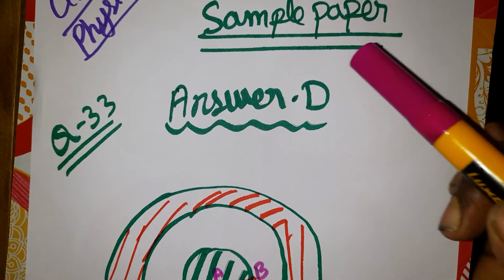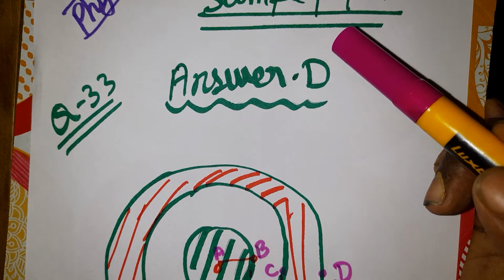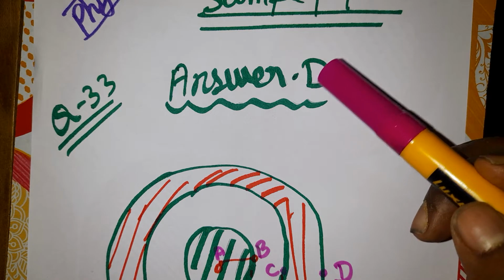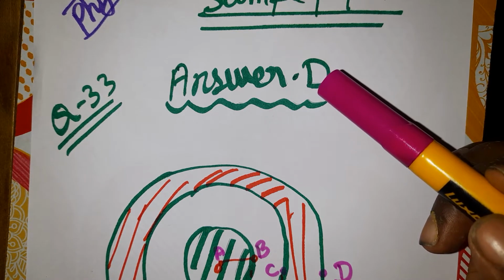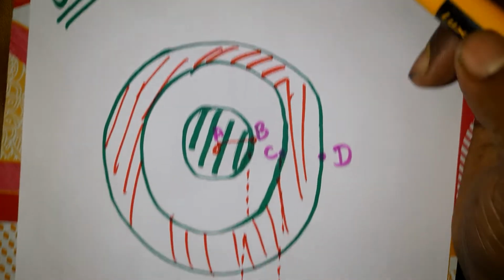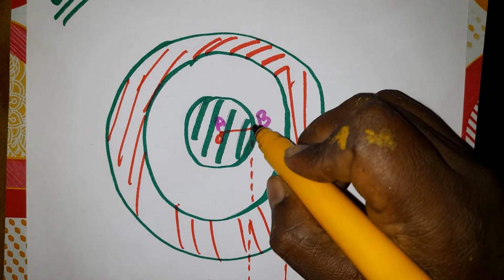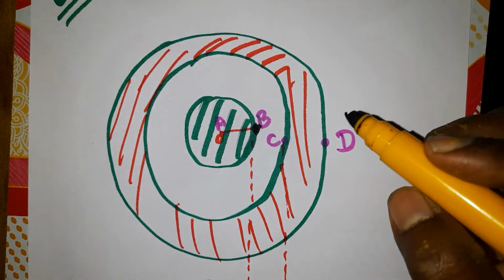Question number 33, Class 12 Physics, we are going to do. Actually the option is D: electric field and voltage will be stronger at the point B. B is going to be here. Now we are going to discuss why it is stronger at the point B.